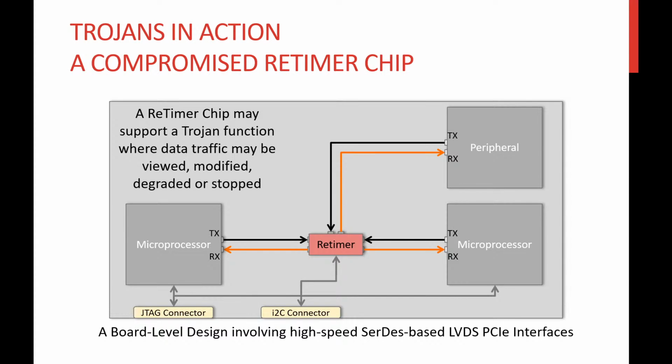One such chip is a high-speed serializer-deserializer based LVDS retimer. Since the retimer is used in the data pathway to refresh the data signal's voltage, timing, and equalization, all of the data from one major device to another passes through its data refresh circuitry.